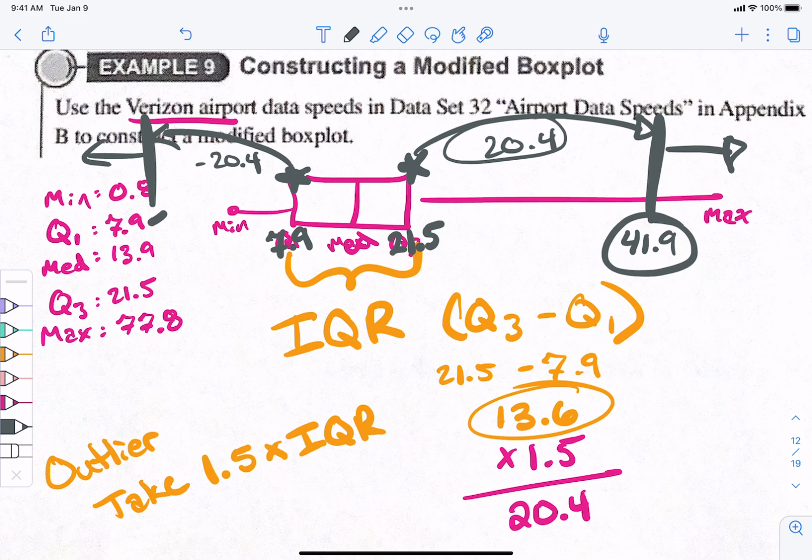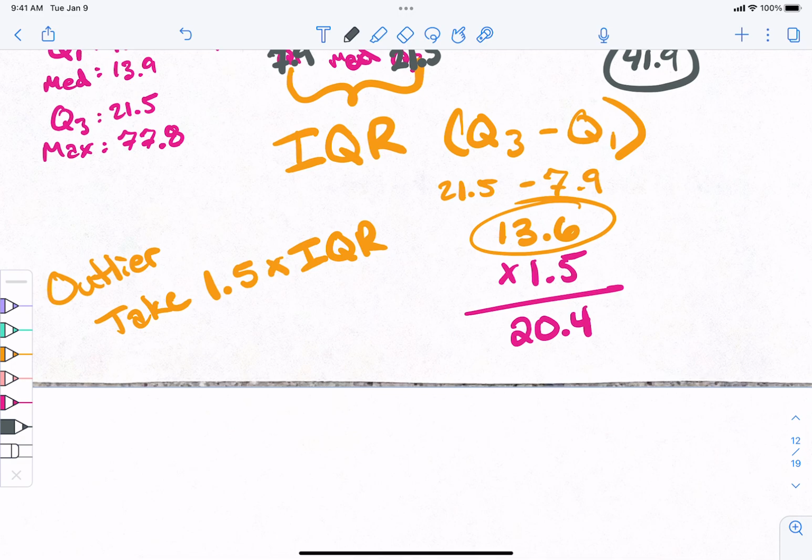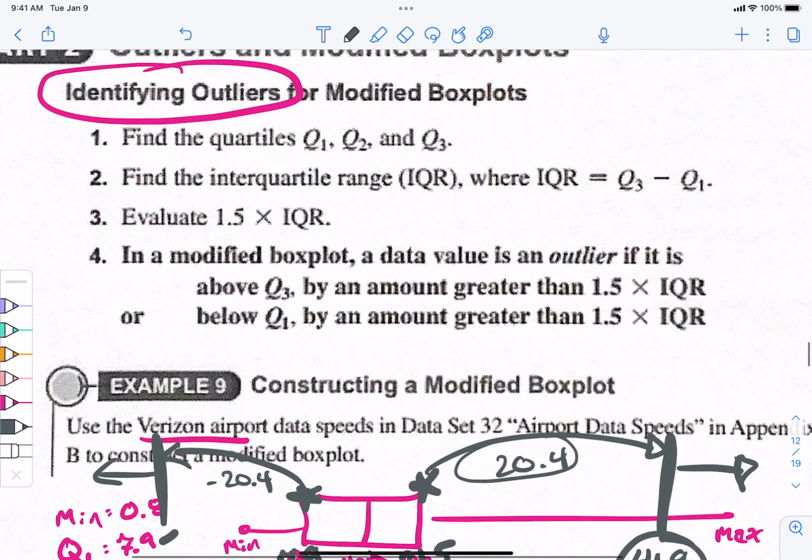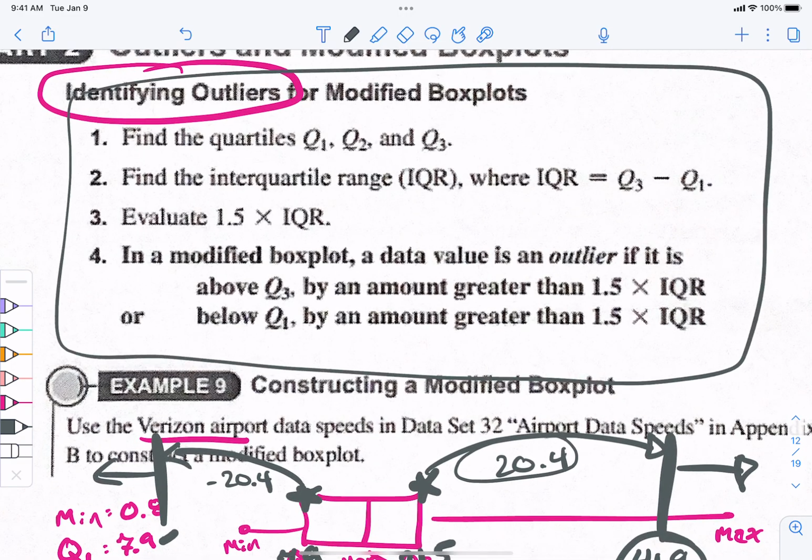It has to be beyond that range, all right? Good? This stuff right here explains that process. So if you get stuck and you don't remember, that's how that works, right?